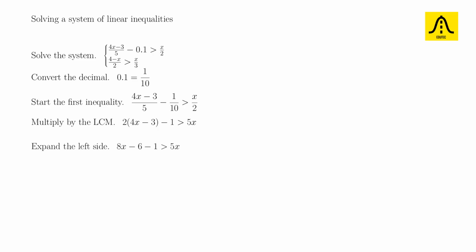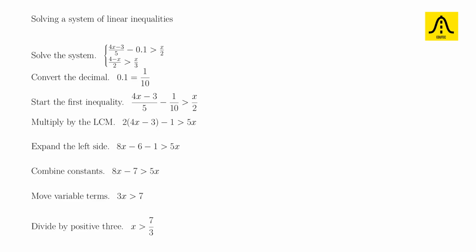Distribute carefully across the numerator expression. The constants on the left combine to -7. Subtract 5x from both sides to collect x terms. Because we divide by a positive number, the inequality sign does not flip.